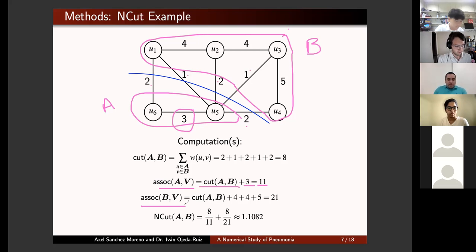Same concept for the assoc between B and B. That'll be the cut between A and B plus all the other weighted edges that are inside the subgraph B. So 4 plus 4 plus 5 plus the cut between A and B, 21. So with all that in mind, we can see that the normalized cut between A and B is roughly about 1.1082.